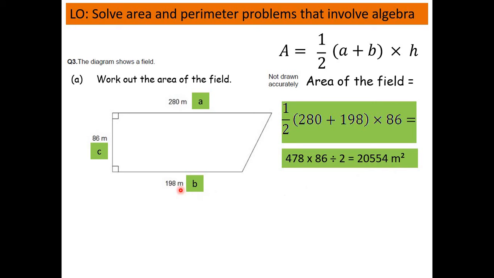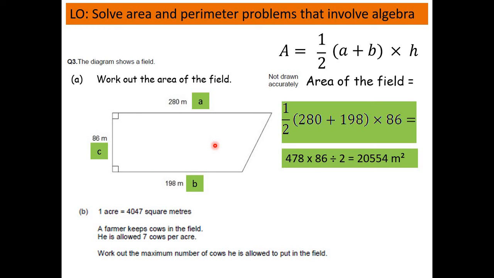Meters squared because we're measuring in meters, and it is the squares inside this trapezium. So that's part A. Now let's look at part B. 1 acre equals 4,047 square meters. A farmer keeps cows in this field. He is allowed 7 cows per acre. Work out the maximum number of cows he is allowed to put in the field.